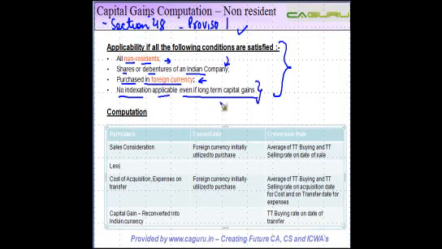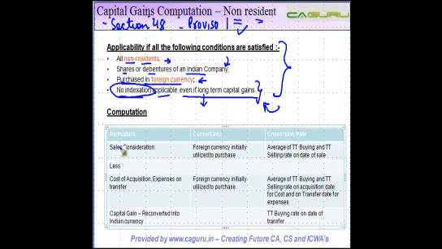This is contrary to what you understood earlier. What we told you earlier was that in case of capital gains, indexation is available if it's a long-term capital asset. But in case of a non-resident where the purchase of shares and debentures is done in foreign currency, no indexation is applicable.